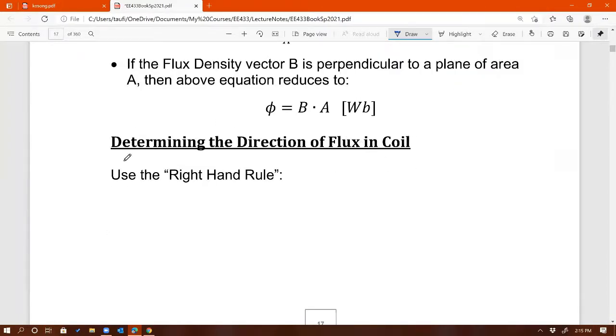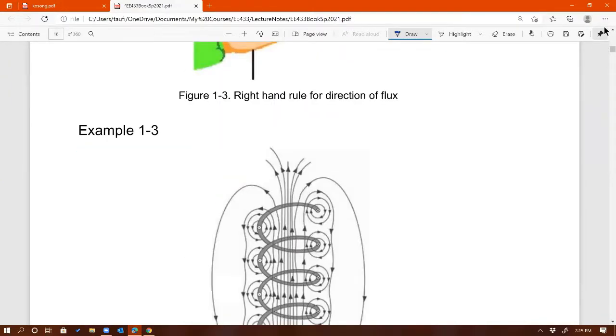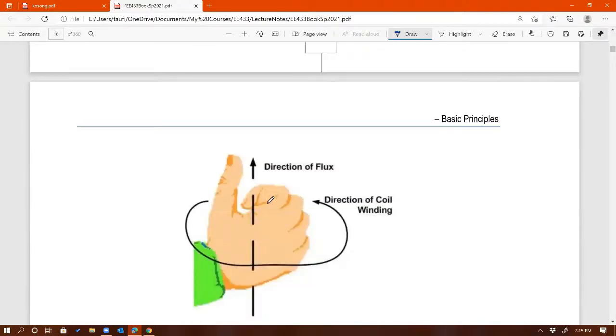Determining the direction of flux in a coil. So use the right-hand rule. If you look at this picture, the direction of coil winding is the same direction as the other fingers, except for the thumb. If you fold your four fingers in the direction of the winding, and then unfold your thumb upward, that gives you the direction of the flux.